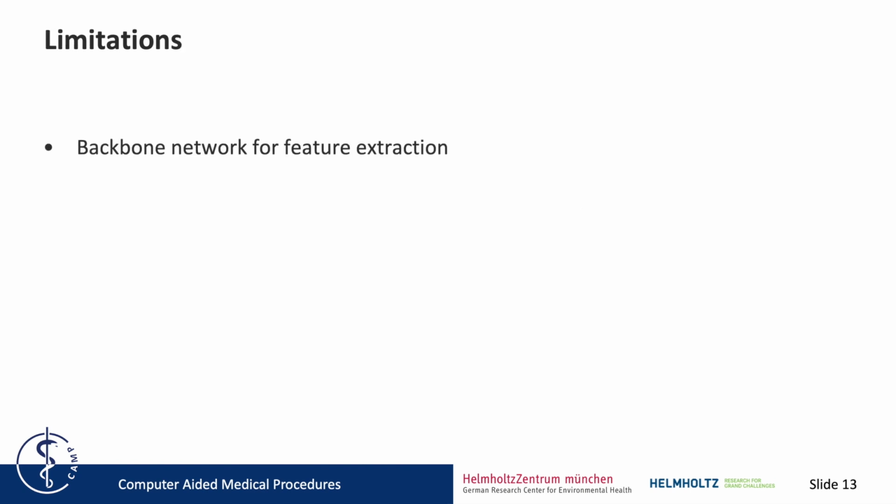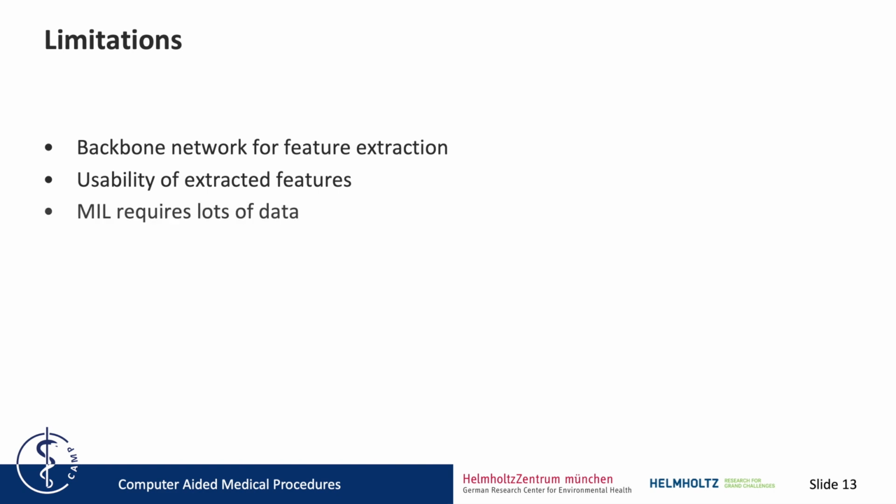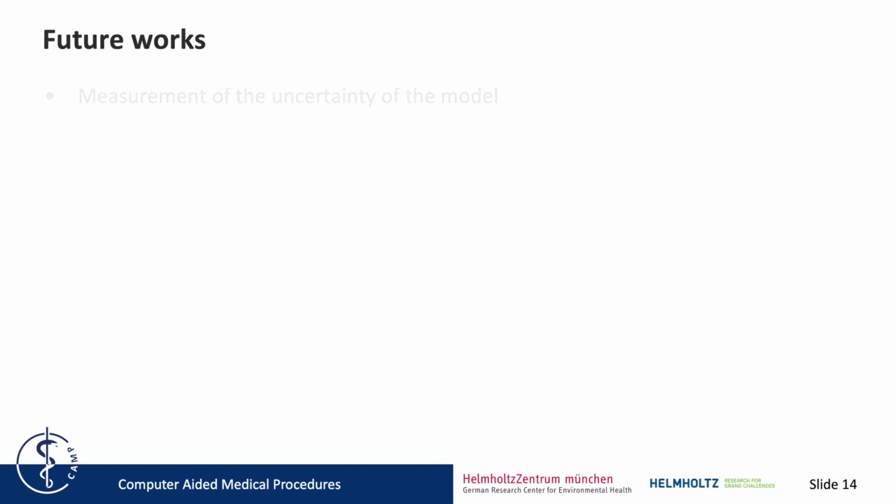However, our method has some limitations as well. For example, it is depending on the backbone network for feature extraction, which might not be available always for every dataset. And in case it is available, there is no guarantee that the features that are extracted by this network are useful for the multiple instance learning task. And multiple instance learning requires lots of data which might not be always available.